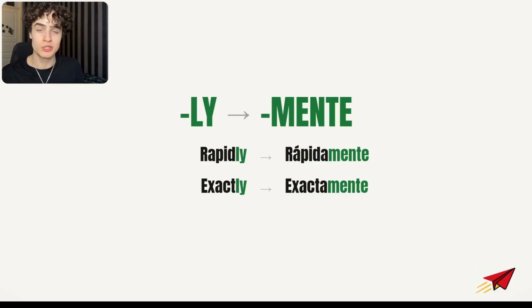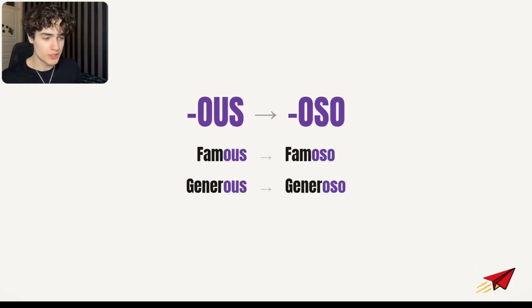Normally would be normalmente, etc. Another one, words that end in "ous," like in famous, become "oso" or "osa" if it's feminine. So famous becomes famoso, generous becomes generoso, etc.